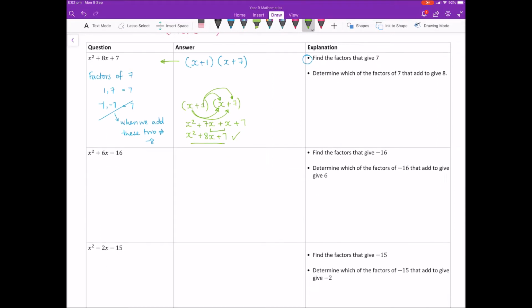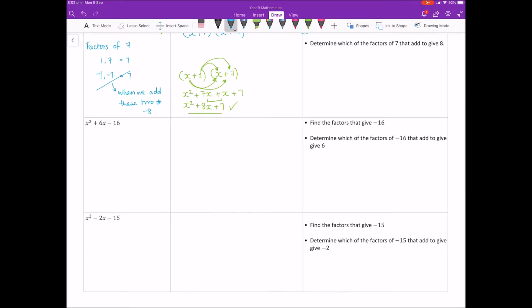So let's have a look at the next one. We're given the expression x squared plus 6x minus 16. Now we need to look for factors that multiply to give us negative 16.